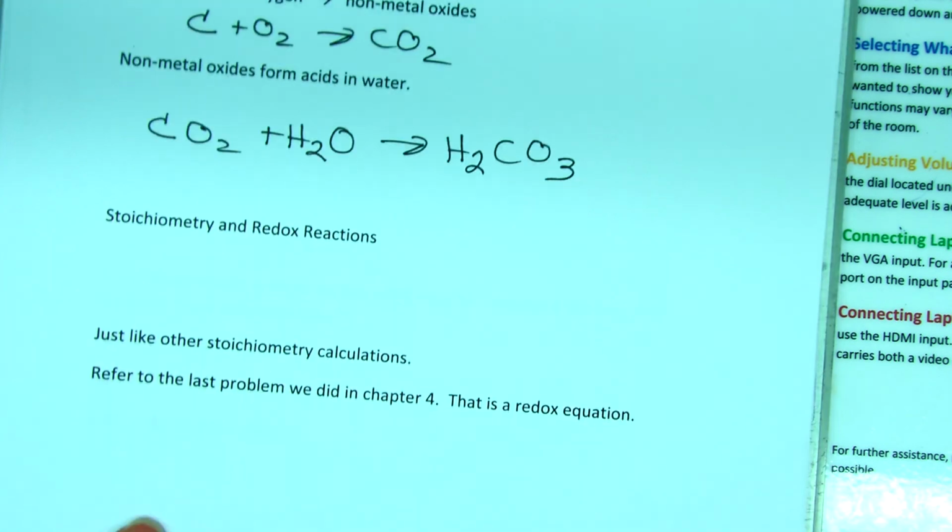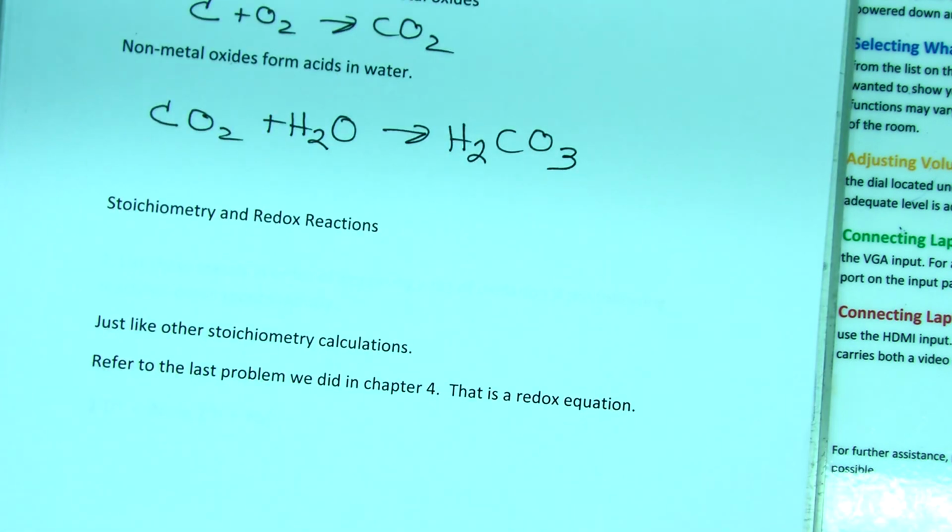And in your text, they talk about stoichiometry and redox reactions. I don't discuss that in this chapter because the examples in there are just like the examples we've already done previously. We talked about ionic equations in chapter 4, and we looked at some examples there. So redox equations aren't any different than any other equation. Once it's balanced, you look at the mole-to-mole ratio, and you do stoichiometry the same. So I don't think it's special. The only thing that's special is balancing those redox equations.